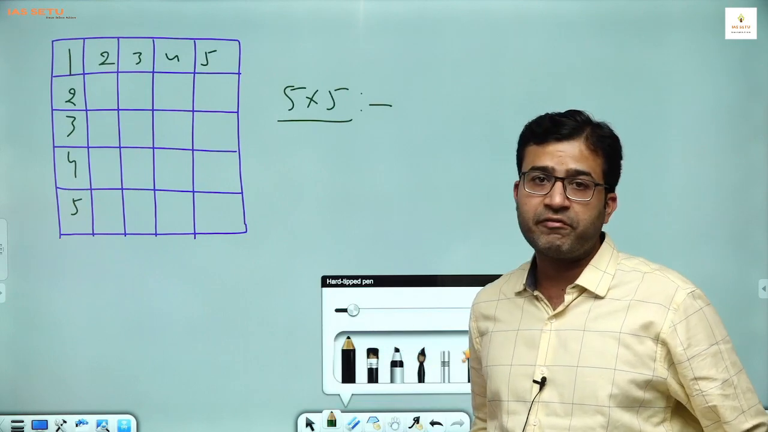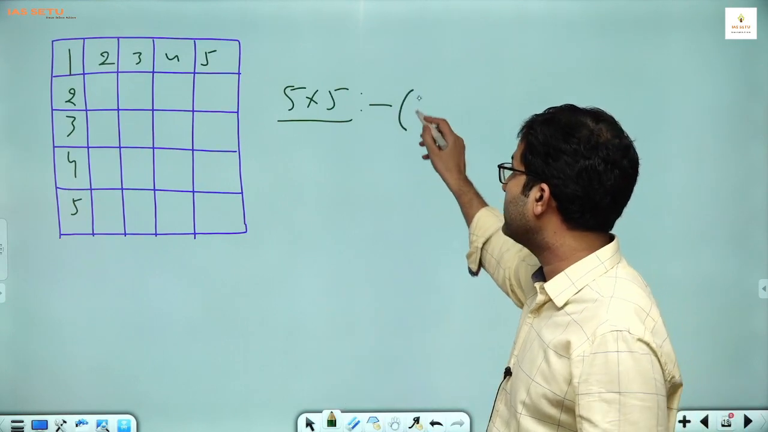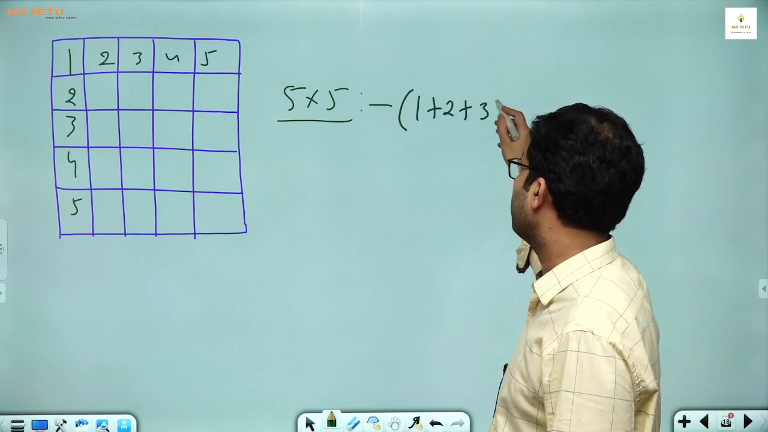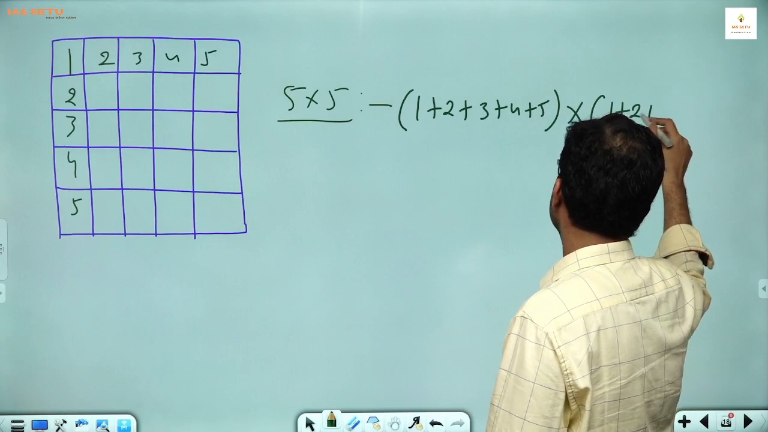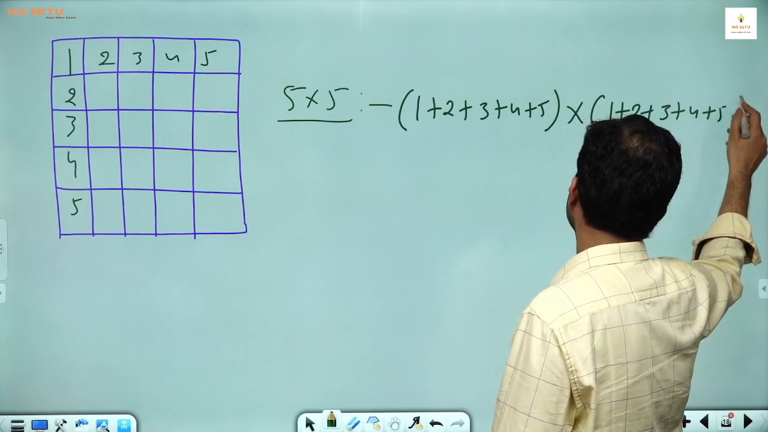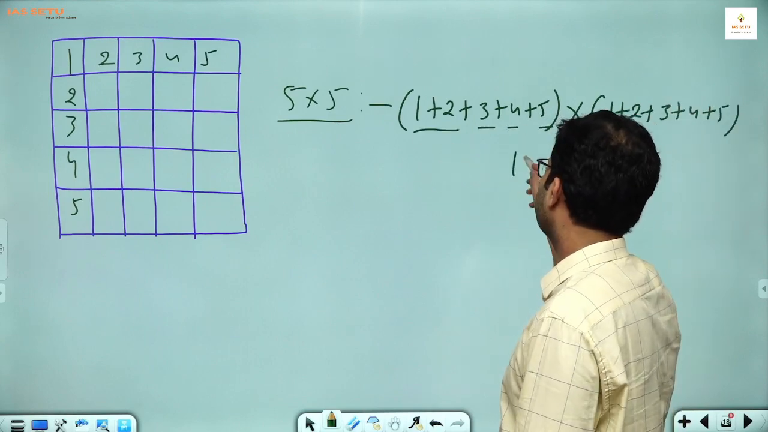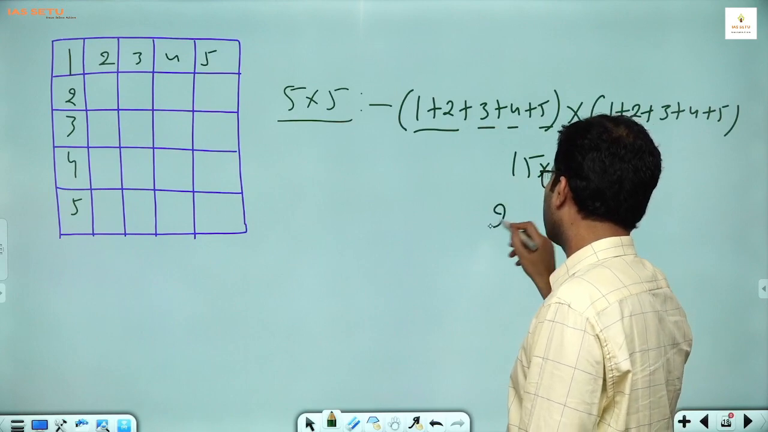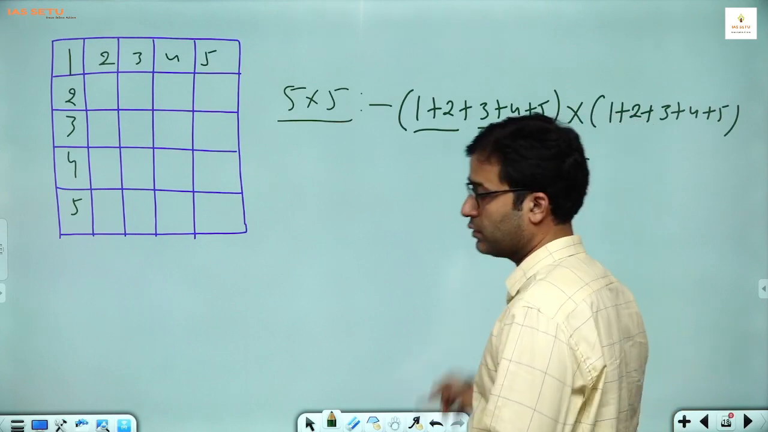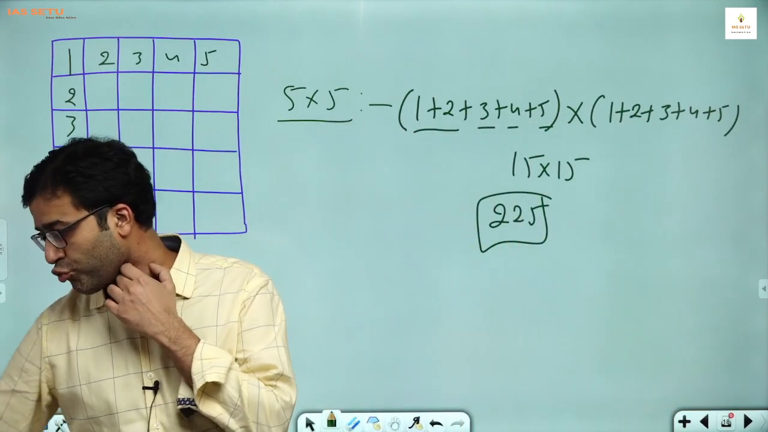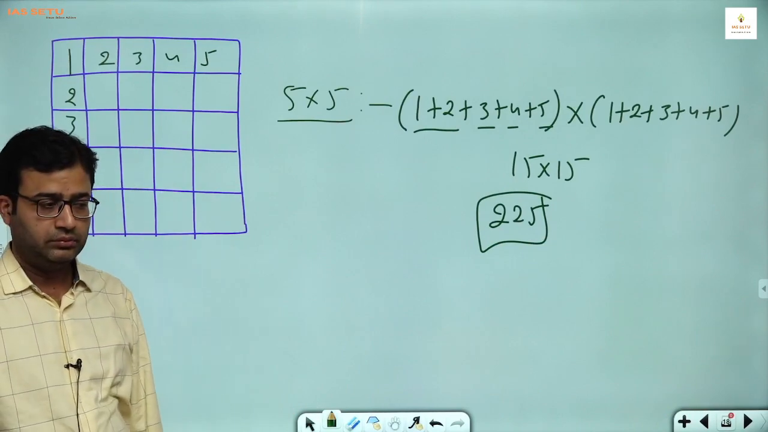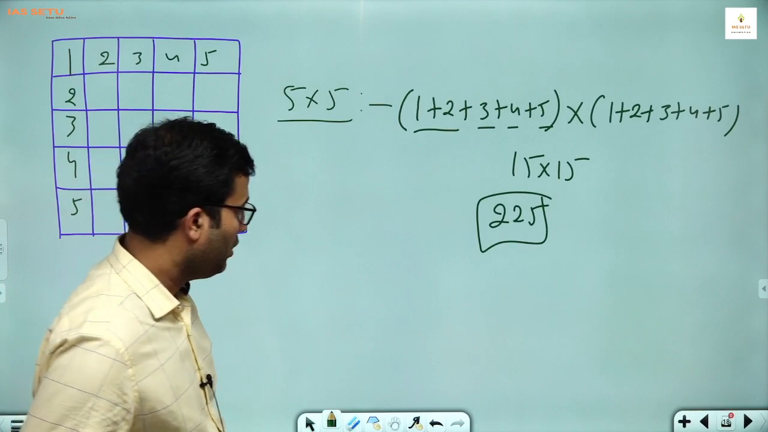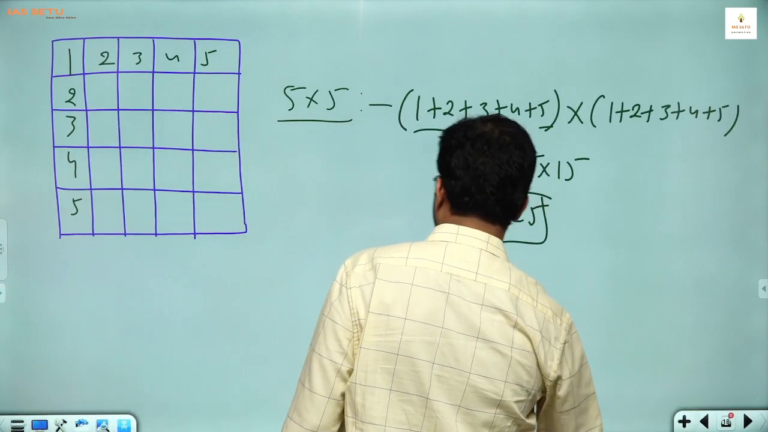So this is a 5 by 5 figure. Bracket start 1 plus 2 plus 3 plus 4 plus 5 into second bracket start 1 plus 2 plus 3 plus 4 plus 5. So this is 3, 6, 10, 15 into 15, 225. I think all of you would answer 225. Next question.